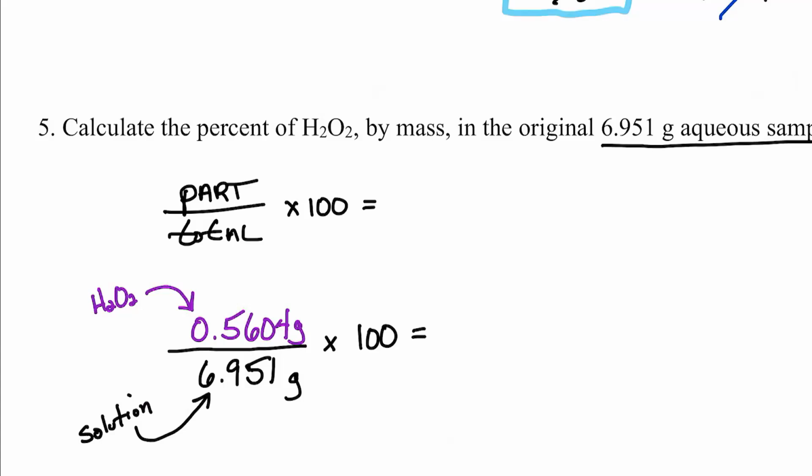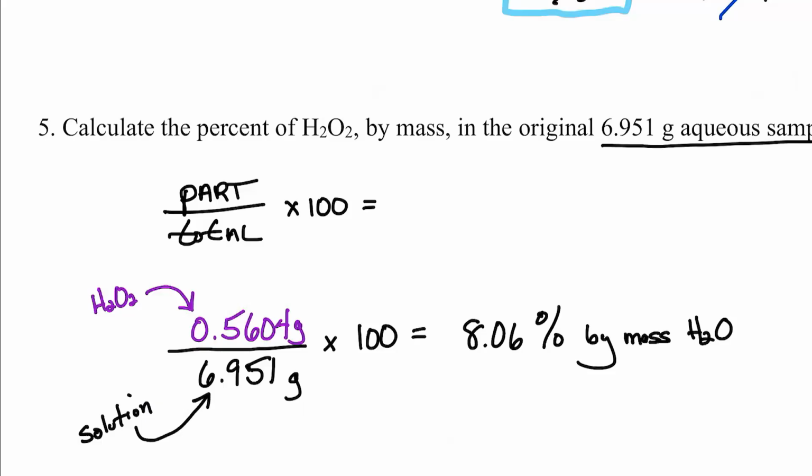In any case, 0.5604 divided by the total, 6.951, times that by 100, and I get 8.06% by mass of H2O2. All right, and you buy 3% or 6% at the store, so this is an 8% solution. So, when you see a hydrogen peroxide solution at CVS or any of the drugstores, that percentage is a percent by mass, done the same way we did here.